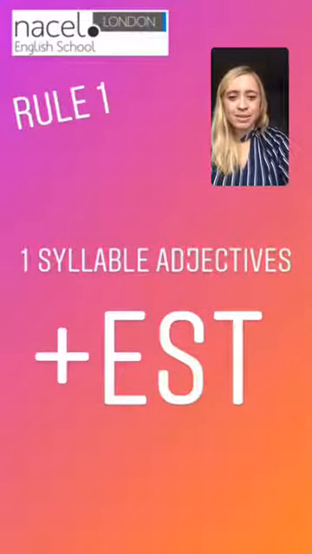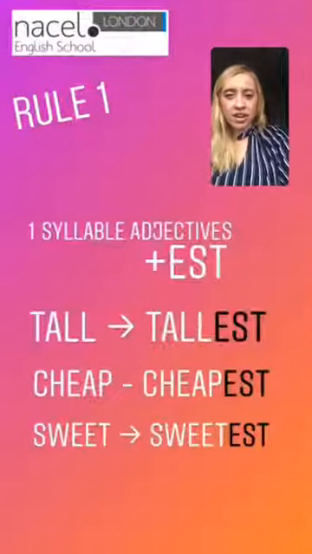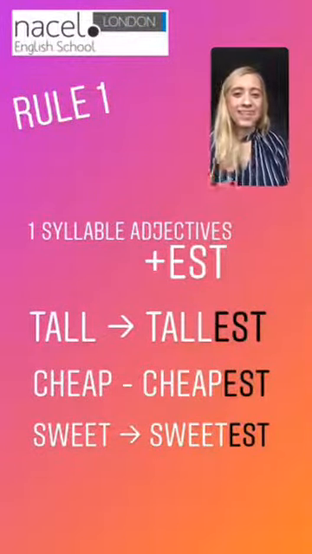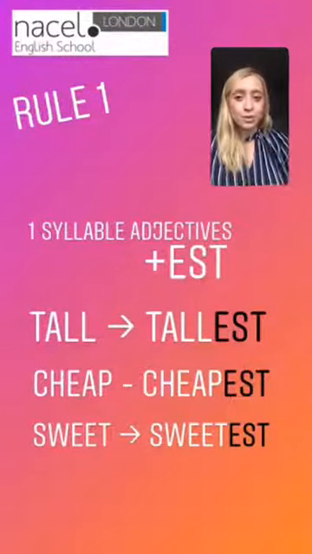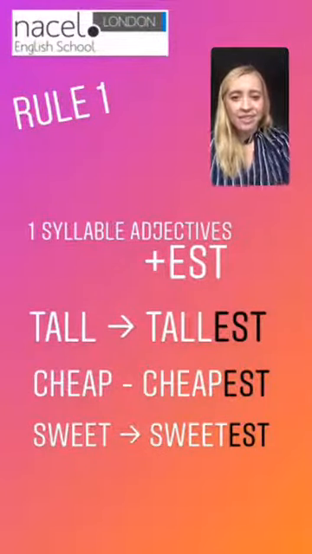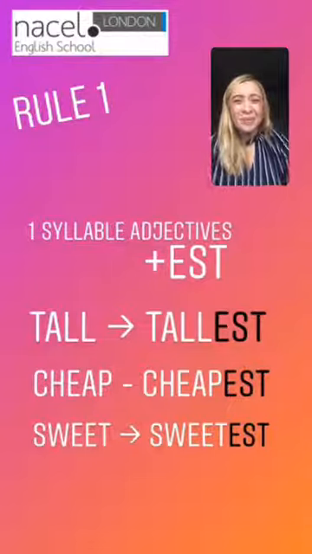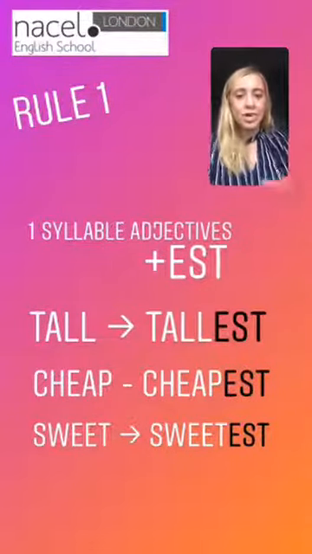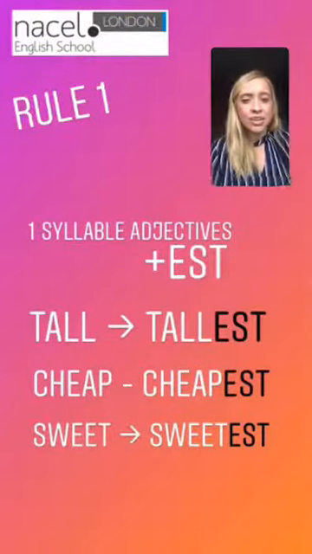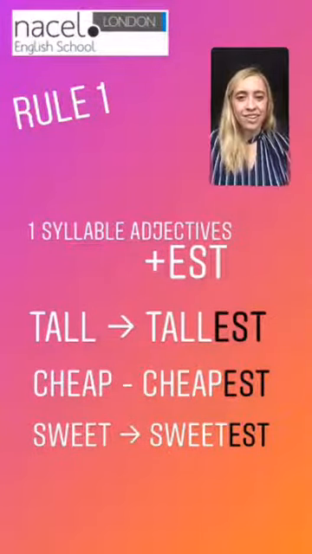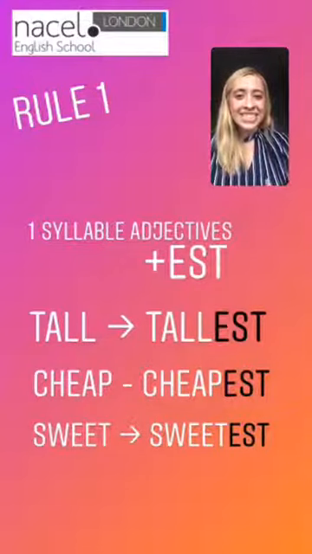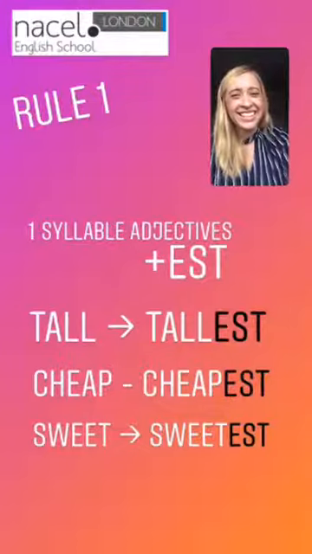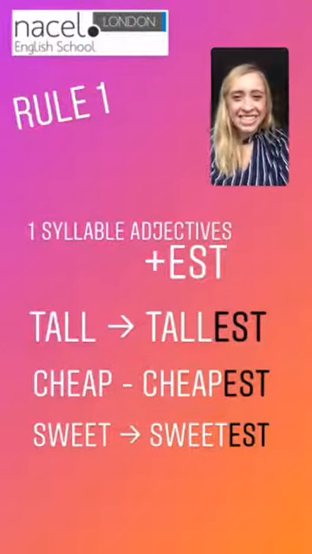Let's have some examples of these. We have the adjectives cool plus est becomes coolest. Cheap becomes cheapest and sweet becomes sweetest. We add this est, or the sound is ist. Cheapest, sweetest, coolest, ist. This is the sound that you need to practice.